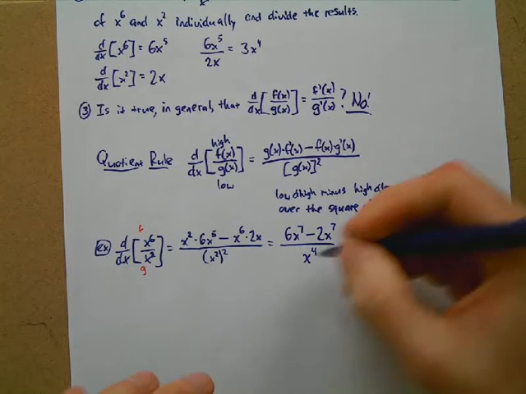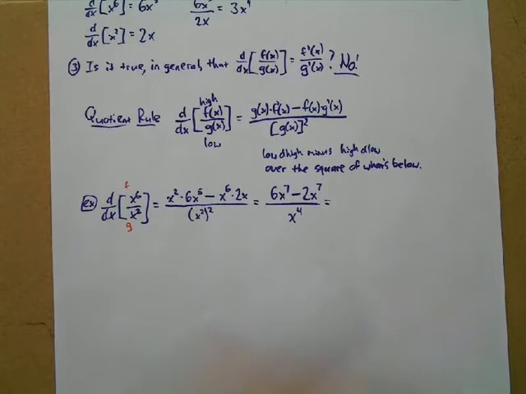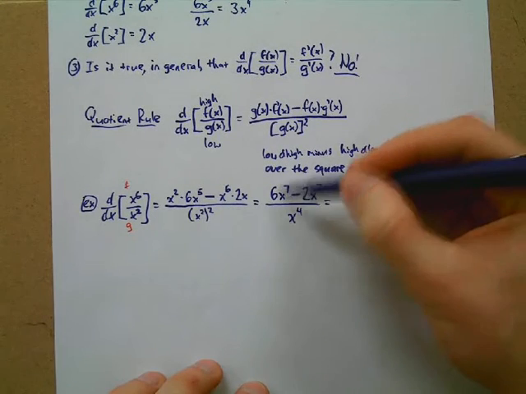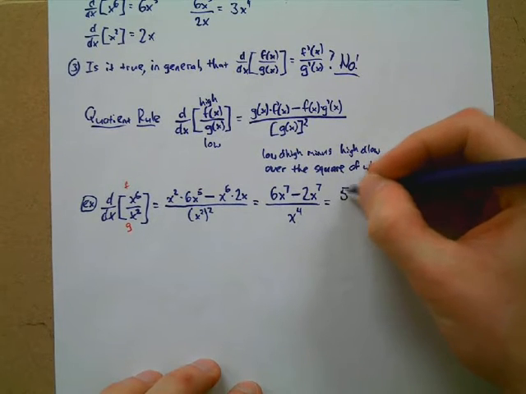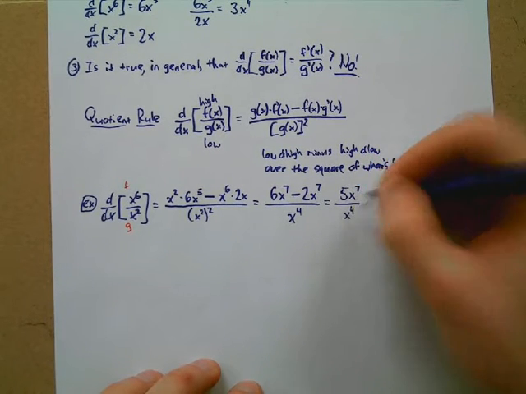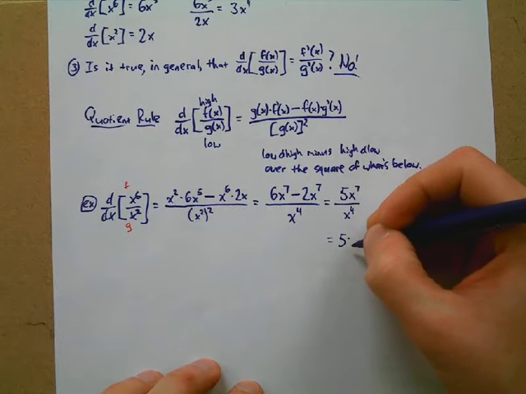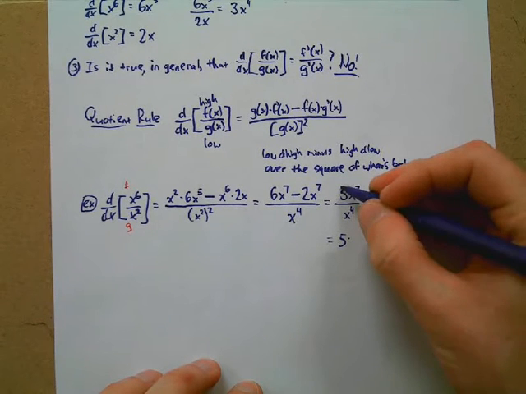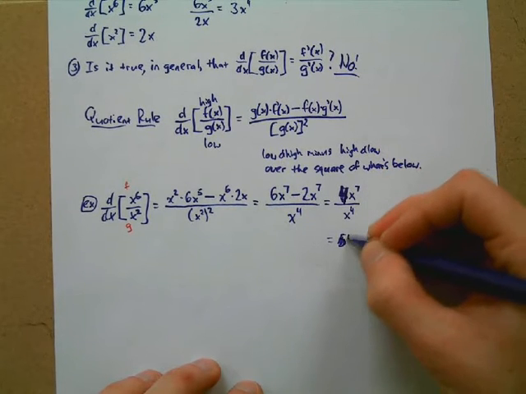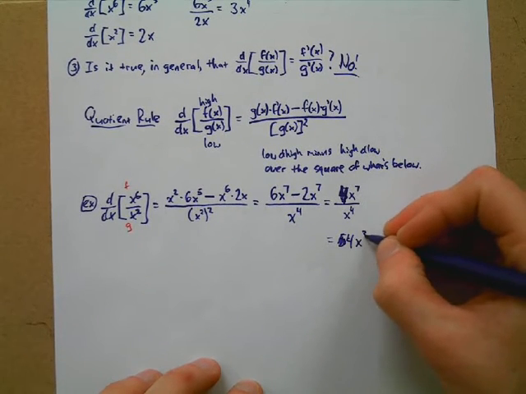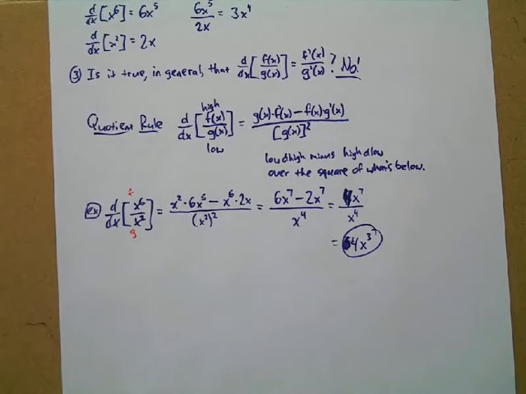6x to the 7th minus 2x to the 7th is 5x to the 7th, and then over x to the 4th, and so then the x's can cancel, and we're left with 5. Whoops, I made a mistake here. 6 minus 2 is 4, Mr. Whitmire. There we go. Speaking of meticulous attention to detail there. Okay, 4x cubed. That's what we end up with, which is exactly what we got from up top there, right? 4x cubed, 4x cubed.